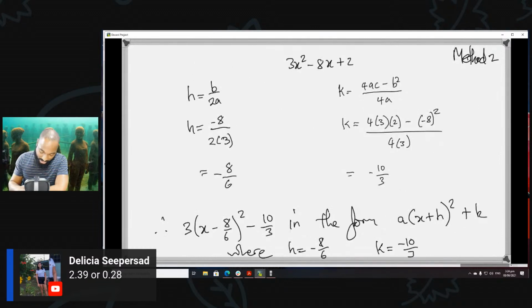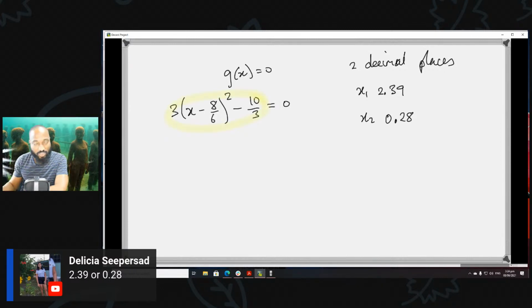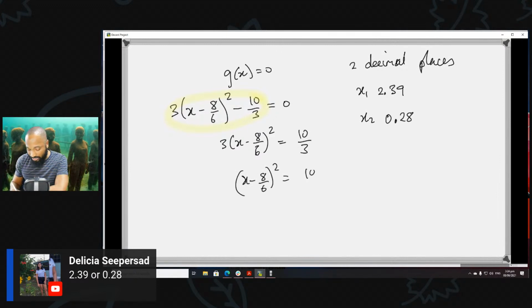We take what we already completed the square for. You need to start off with the completed square part, and you put this equal to 0. So this is g of x in the completed square version, set equal to 0. Then you get 3 times (x minus 8/6) squared is equal to 10/3. You bring across the term, it switches sign and becomes positive. Then you bring across the 3 as well, so you get (x minus 8/6) squared is equal to 10/9. Do you understand why we get 9?